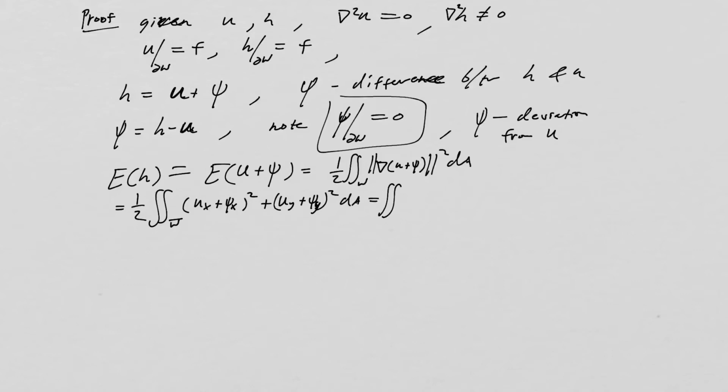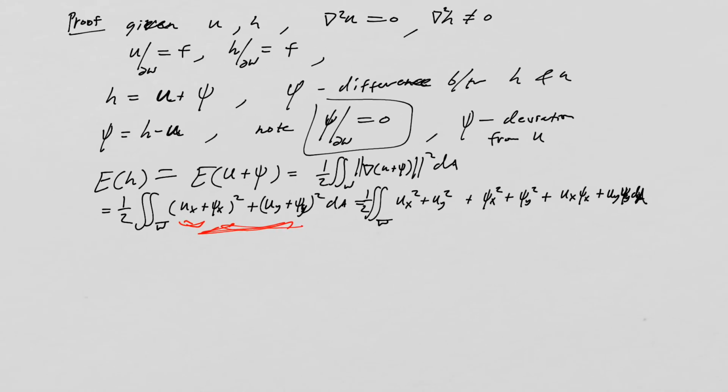And we can continue expanding this. Got to remember that 1/2. Then we're going to get a ux quantity squared plus uy quantity squared. And again, all I'm doing here is just multiplying all this stuff out, okay? Then I also have two pure squared terms, which are psi x quantity squared plus psi y quantity squared. And then we're going to have those cross terms: ux psi x plus uy psi y dA. Okay, so we'll write dA there.